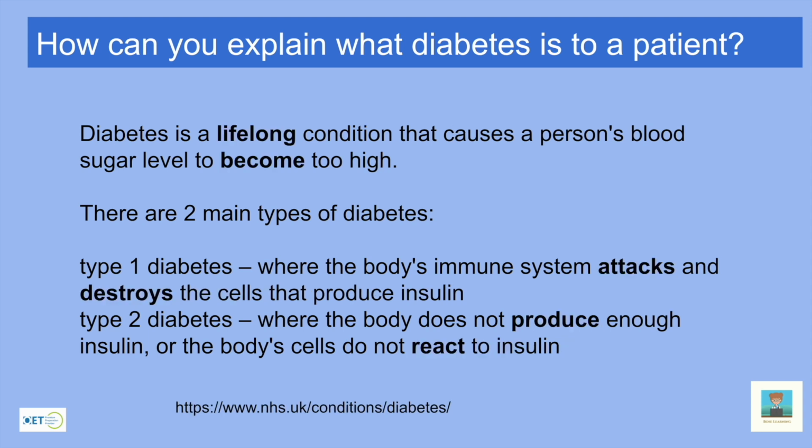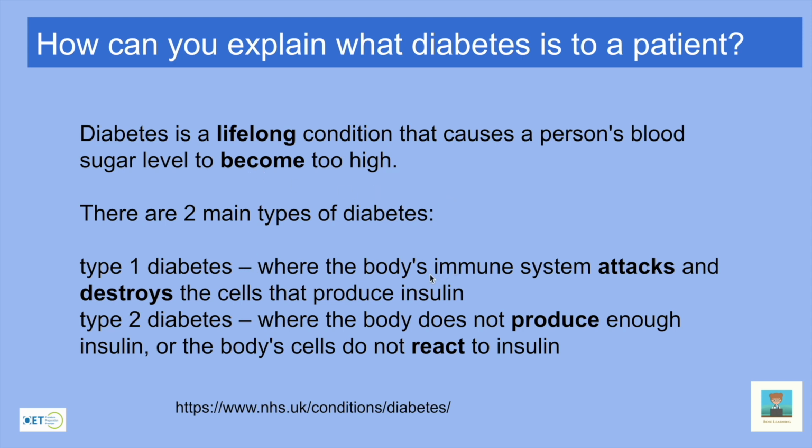Well, you could say diabetes is a lifelong condition. So here we have an expression which means that it will be with you for life. It's something that will not go away with medication. It causes a person's blood sugar level to become too high. Medically, we might say elevated, but when we're talking to patients, we would say become too high.